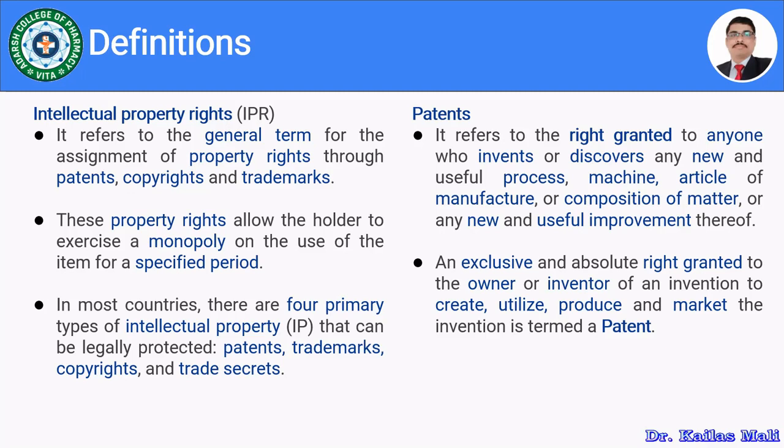In another term, a patent is an exclusive and absolute right granted to the owner or inventor of an invention to create, utilize, produce, and market the invention. That is also known as a patent. Generally, IPR or patents are granted for a maximum period of 20 years, not more than that. So this is about intellectual property rights and the patent.